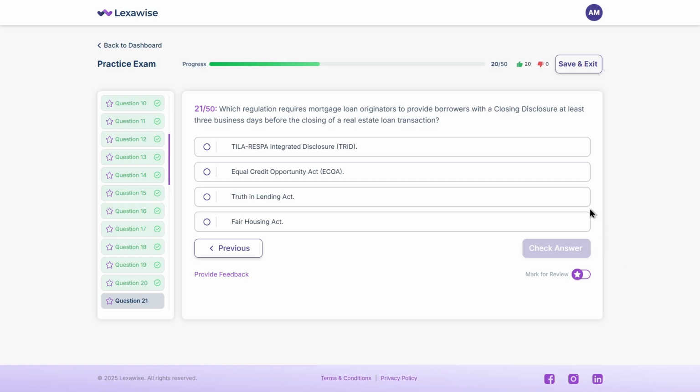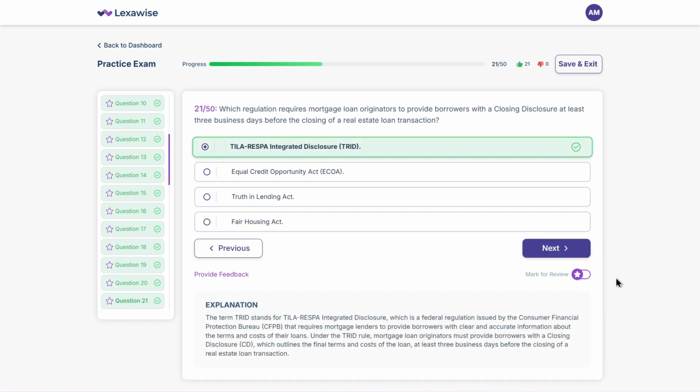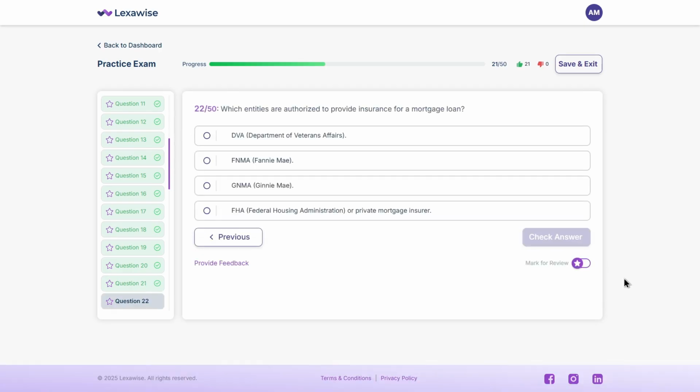The correct answer is A. TILA RESPA Integrated Disclosure. TRID ensures borrowers receive accurate and timely loan cost information through the closing disclosure, giving them time to review before closing. Here's a question about mortgage insurance.